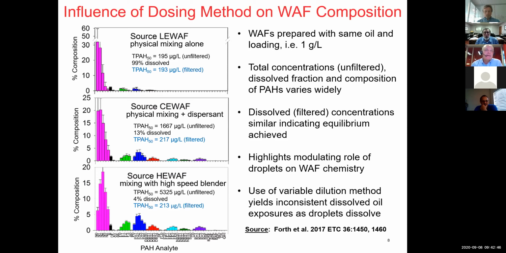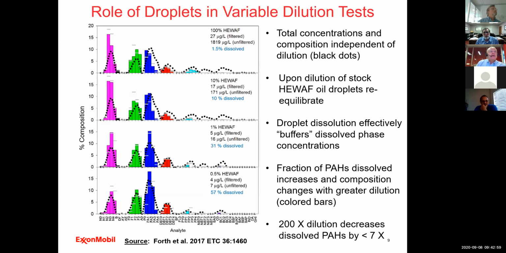And an important implication is that the use of the variable dilution method yields inconsistent dissolved oil exposures, as the droplets will dissolve. And then I've tried to illustrate that in the subsequent slide. And what this shows is the PAH percent composition of a high-energy WAF that's diluted in a series. So you have a 10% dilution, a 1% dilution, and a 0.5% dilution. And the first panel represents the 100% stock WAF.